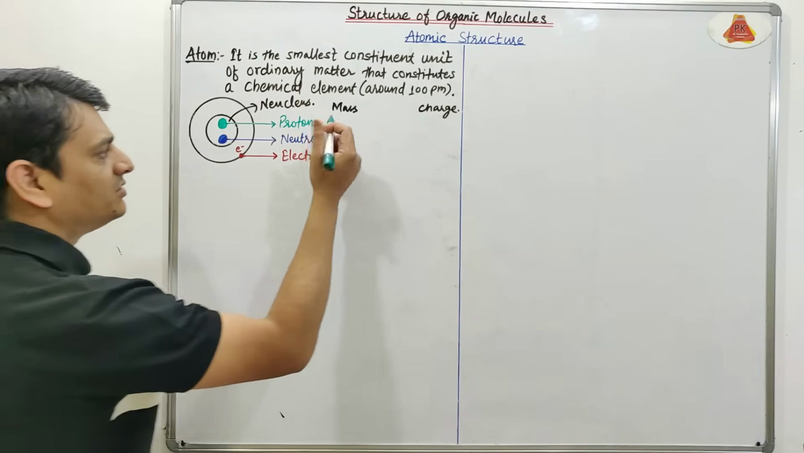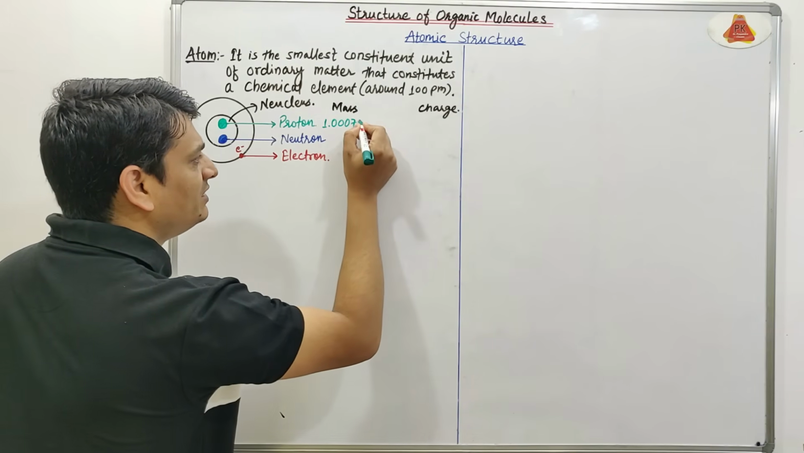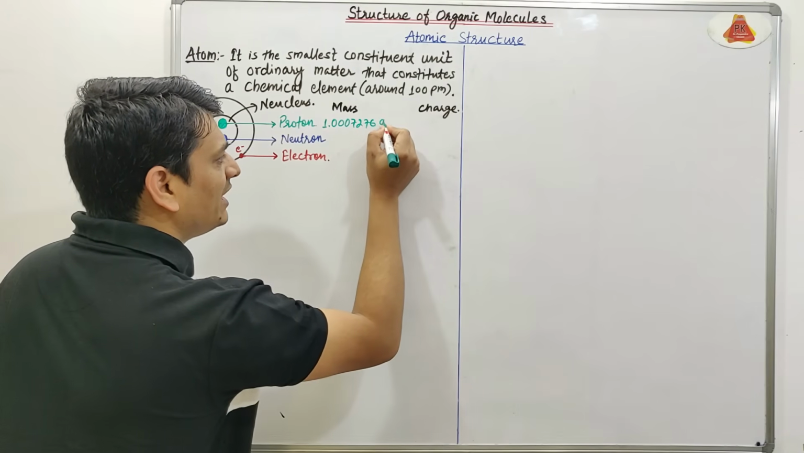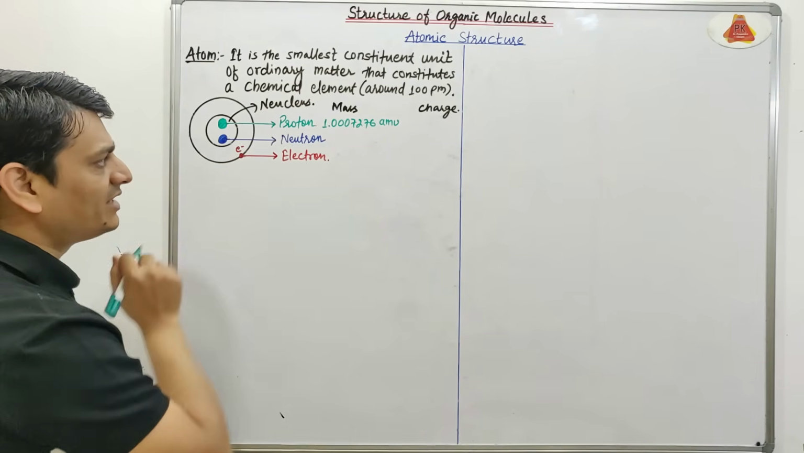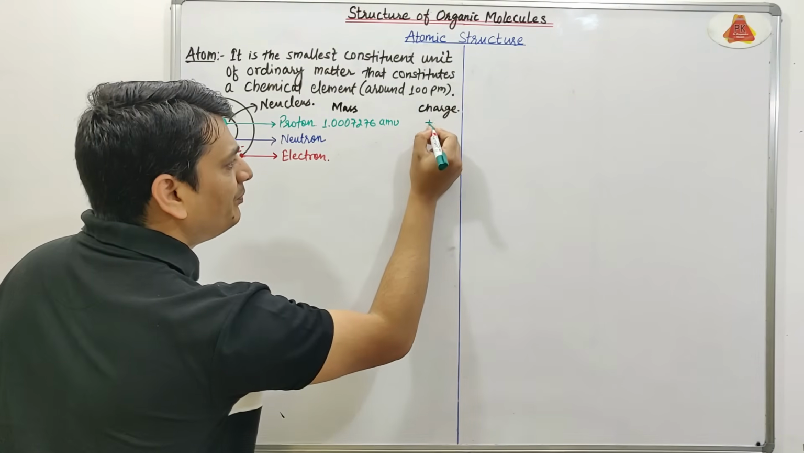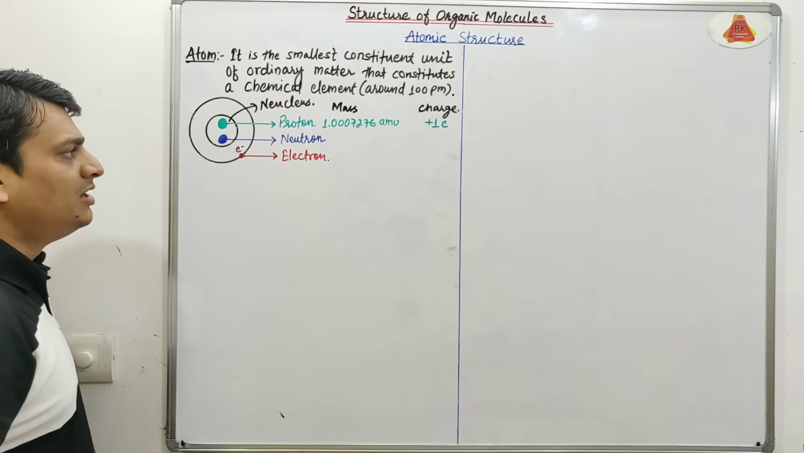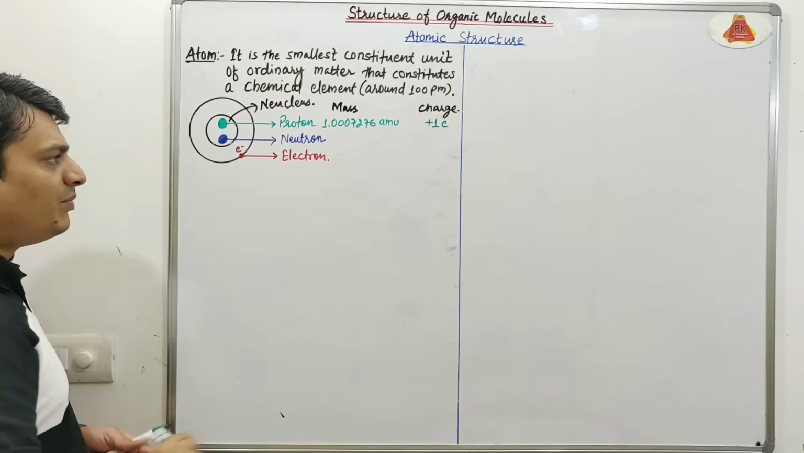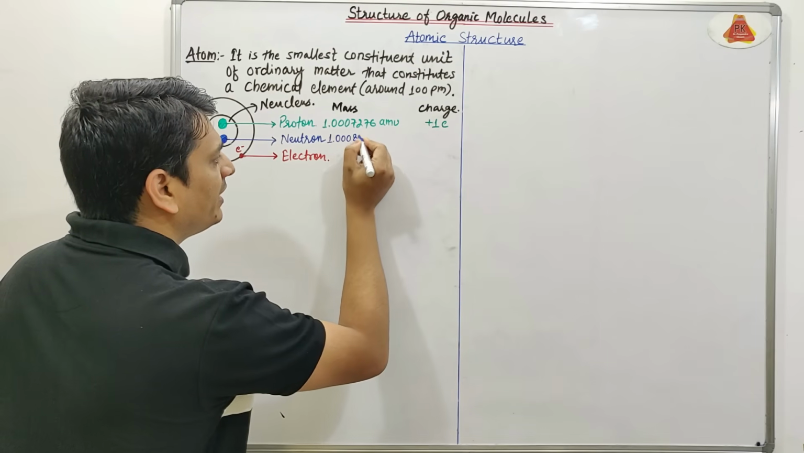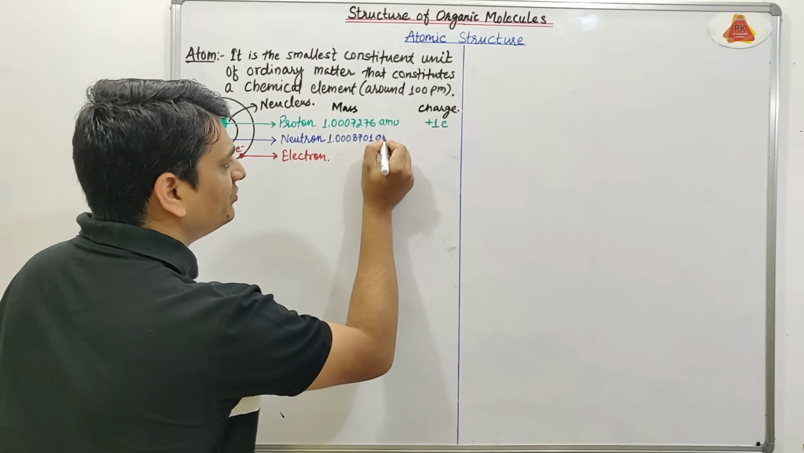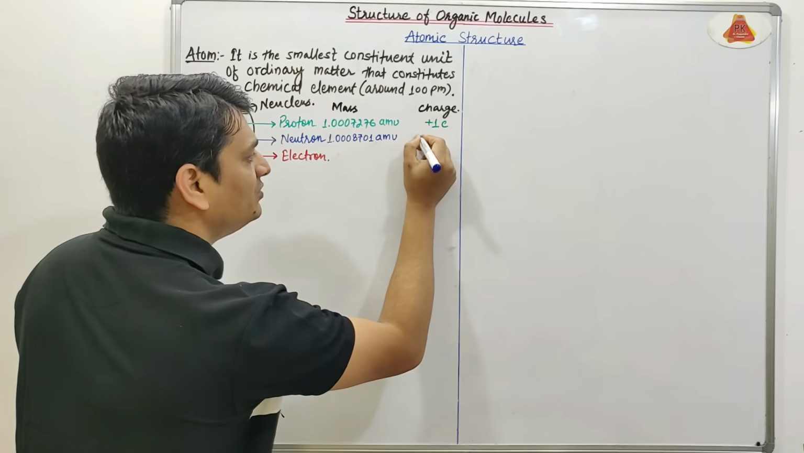If we are talking about proton, then the mass of proton will be 1.000726 mu. This mu means atomic mass unit. Now coming to the charge, the charge of the proton will be +1. This +1 is the elementary charge of the proton. Now coming to the neutron, the mass of the neutron will be 1.008701 mu. And the charge of the neutron is zero, there is no charge.